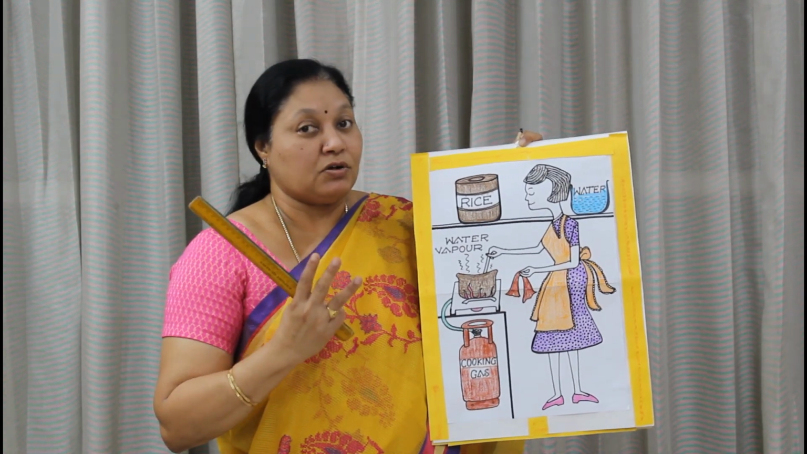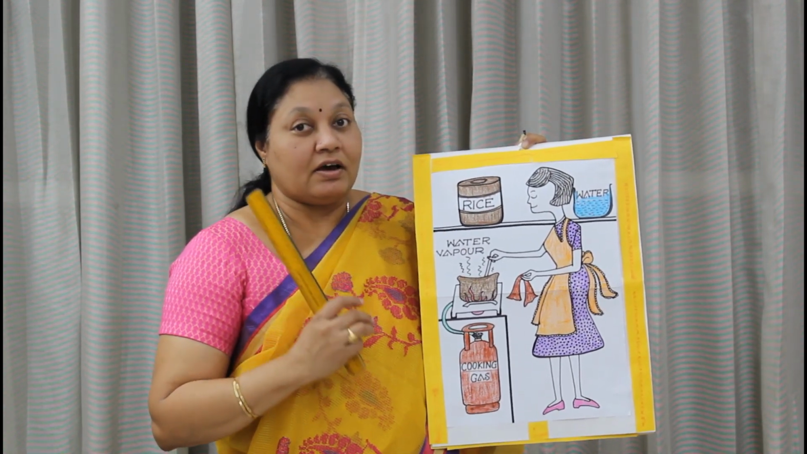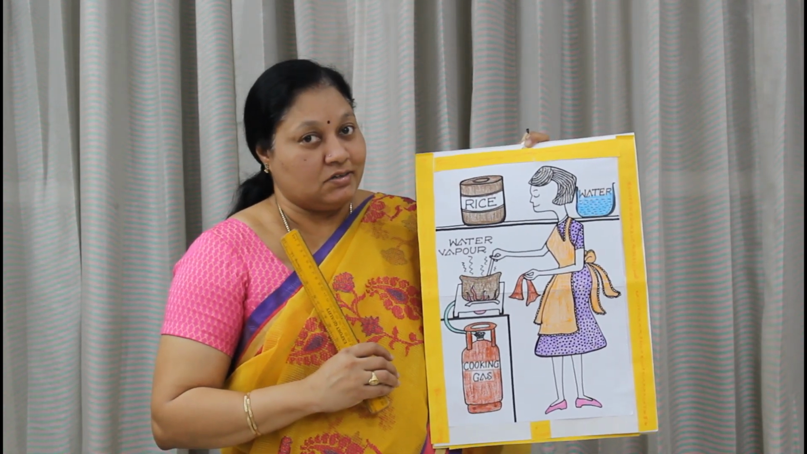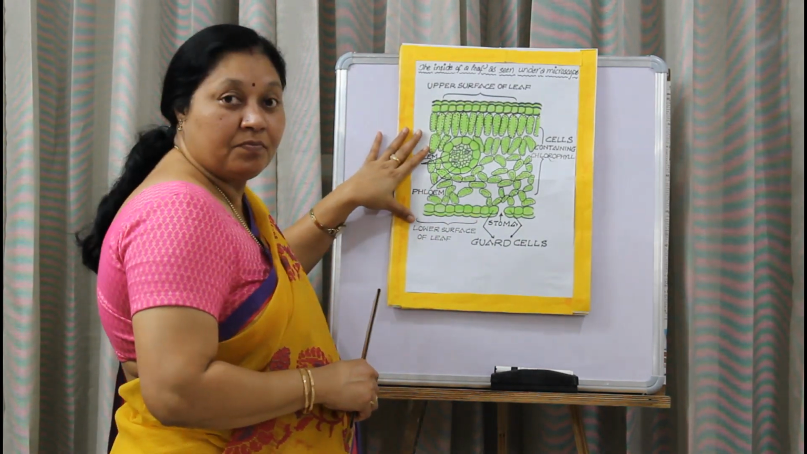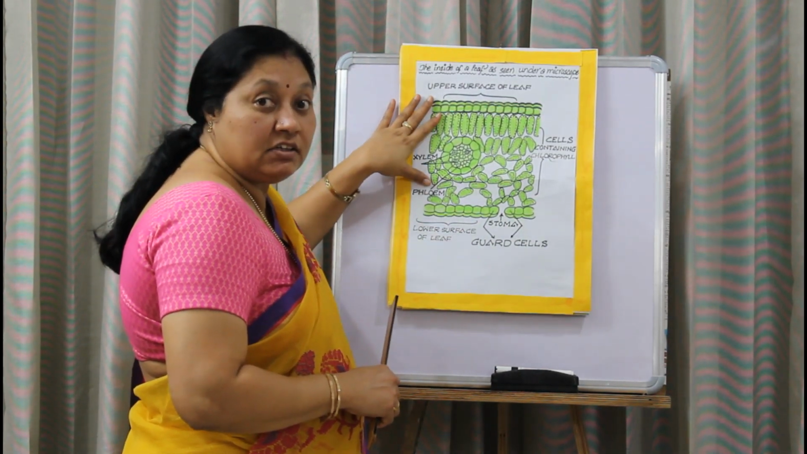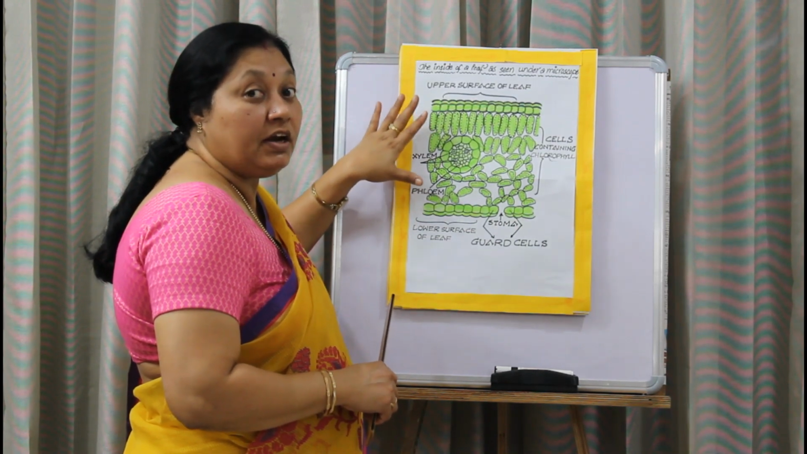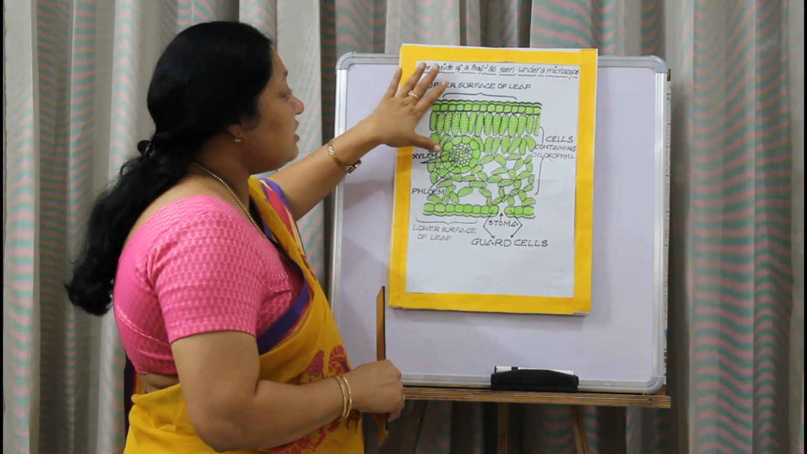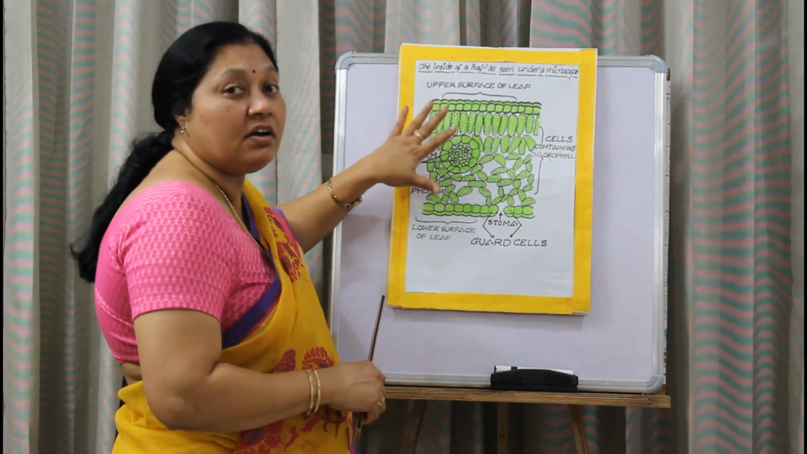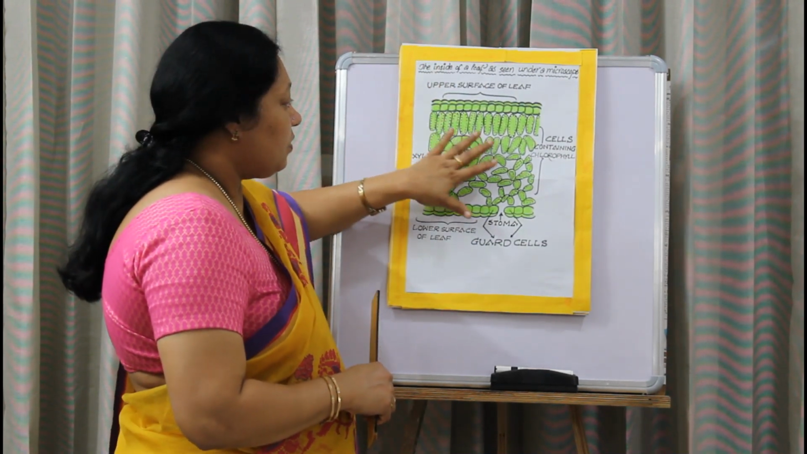Photosynthesis is the process of putting together with the help of sunlight. Now let us learn the inner structure of a leaf. This is the inner structure of the leaf. We can't see this with our naked eyes. We need a microscope for this. So this is the inside of a leaf as seen under a microscope.